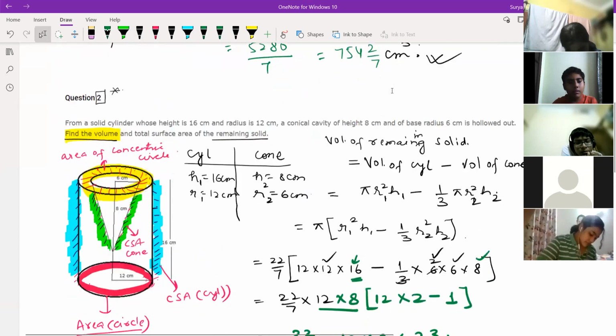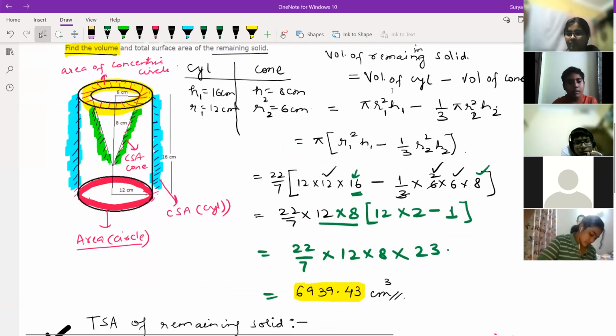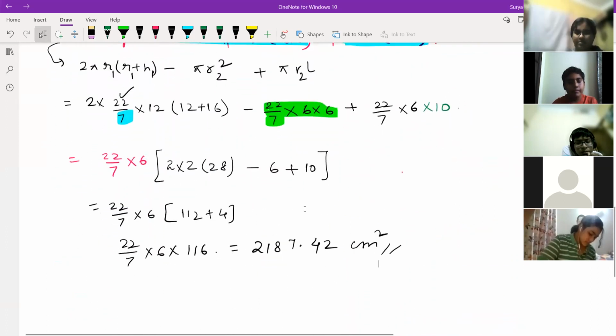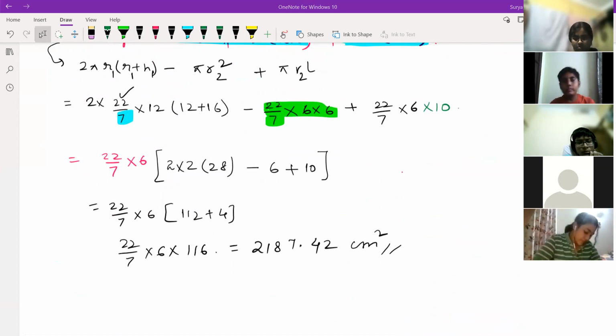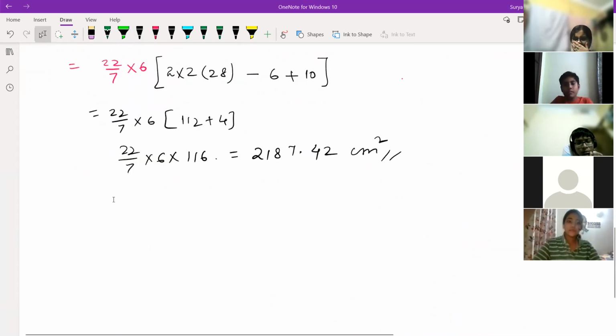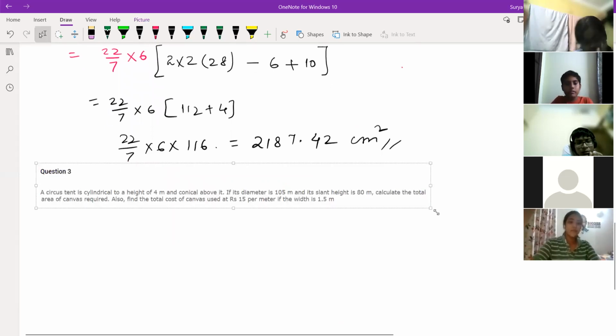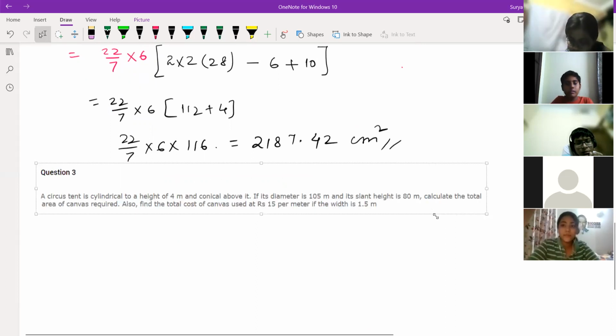So the second part is now: total surface area we found and volume also we found, right? Anyone having doubt? No, sir. So next question is question number three. This question is also very, very important, you should think only about this question all the time. See, a circus tent is cylindrical to a height of 4 meter and conical above it. Try to just draw the diagram first, all of you.